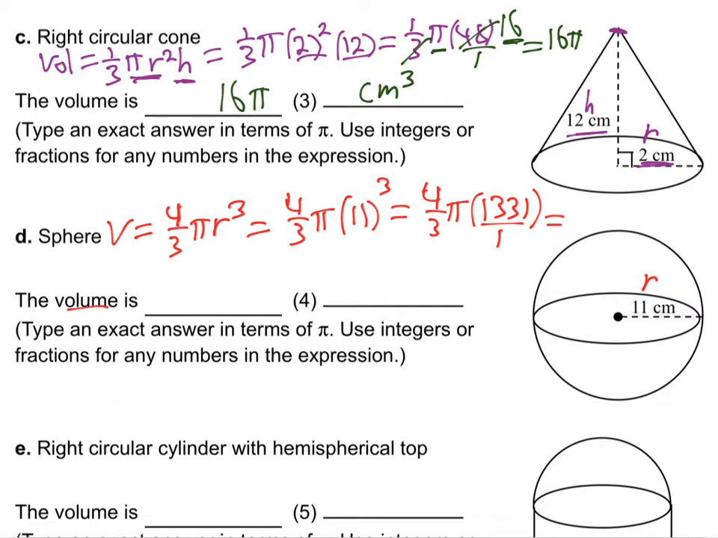Now that's over 1, right? So then you multiply that in the top. 4 times 1331. So I'm getting 5324 over 3 pi. Right here, 5324 over 3 pi. Like that. And what are the units on that? Again, cubic centimeters, because volume is cubic units. Okay.